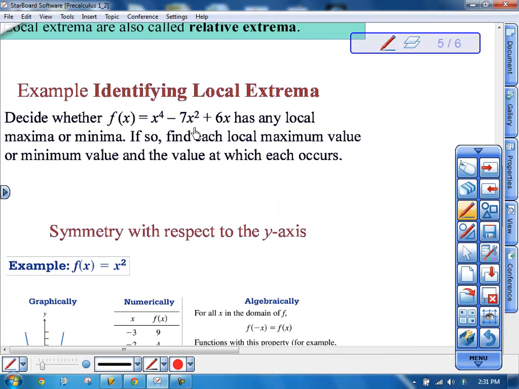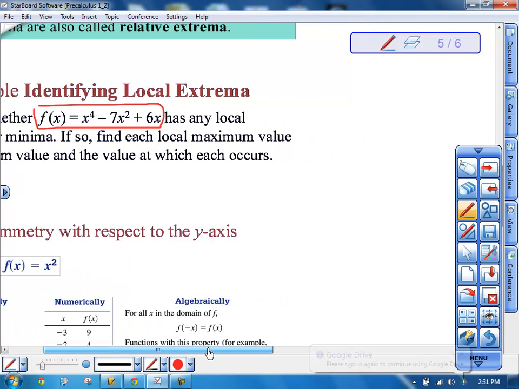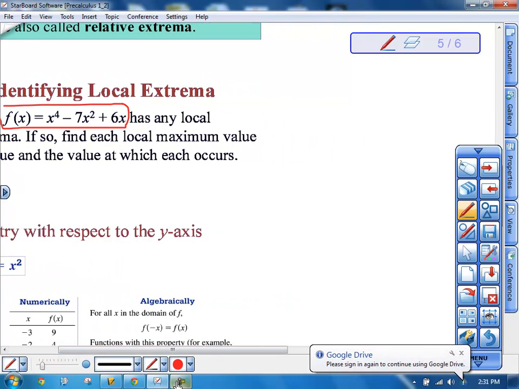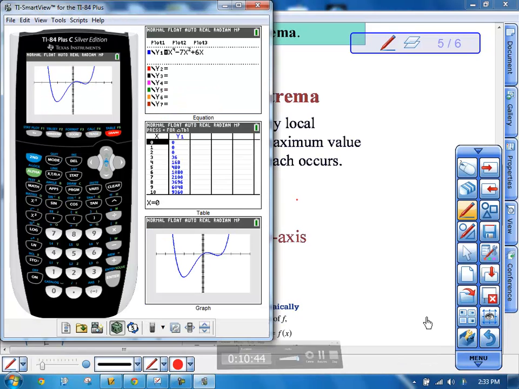Let's do one example of finding these then. Here's the function we'll use, x to the 4th minus 7x squared plus 6x. Let's find any local max or min, and the values at which these occur. So let's graph this real quick. I'll just graph it on the calculator.